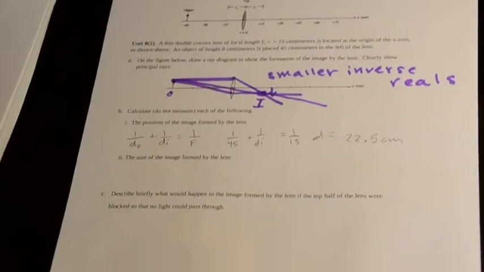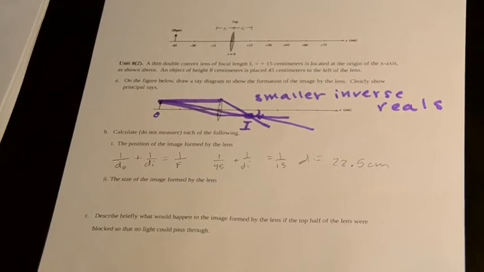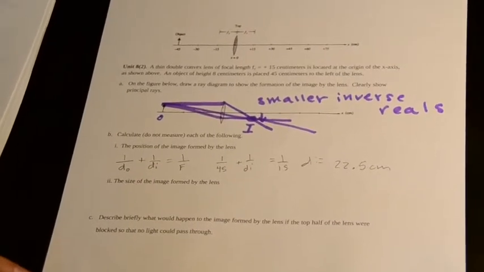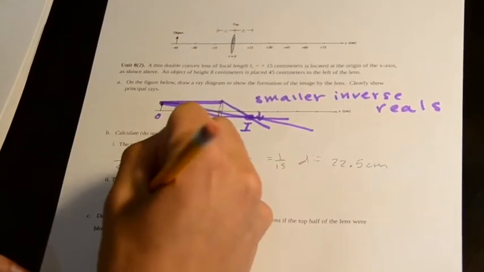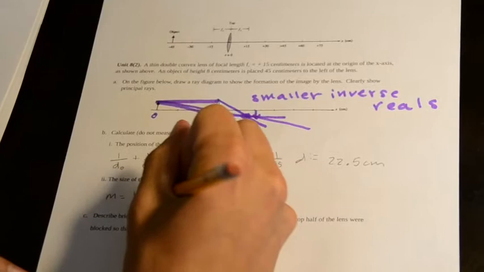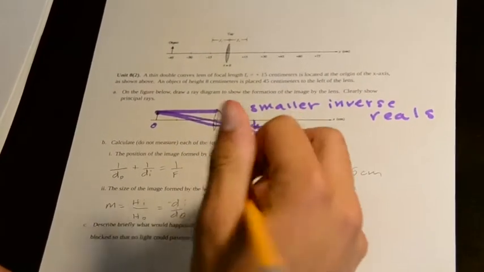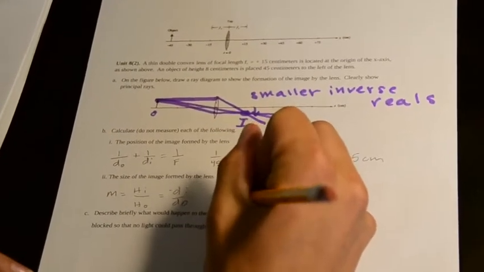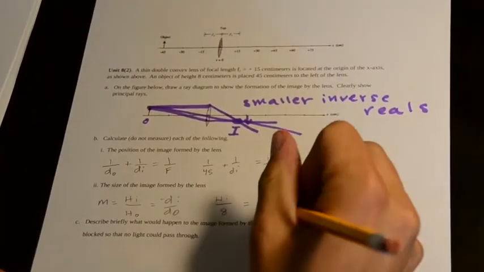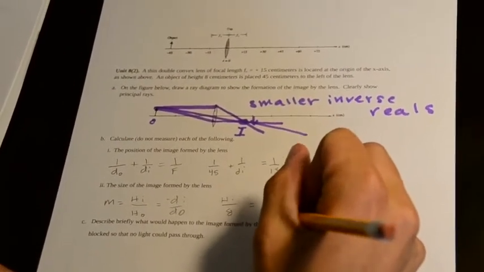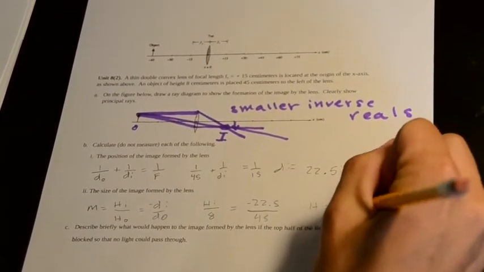And number 2 on B is the size of the image formed by the lens, which is hi. And to find hi, you use the formula m equals hi, what you're trying to find, over ho equals di, which is what we just found, over do. So hi over 8 equals negative 22.5, which is what we just found, over 45. And you solve that equation for hi, and hi equals negative 4 centimeters.